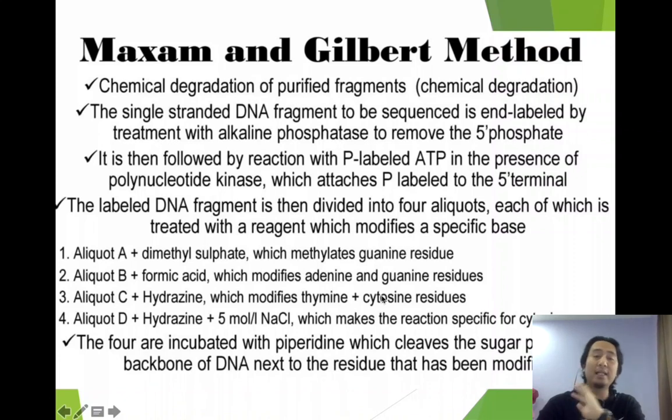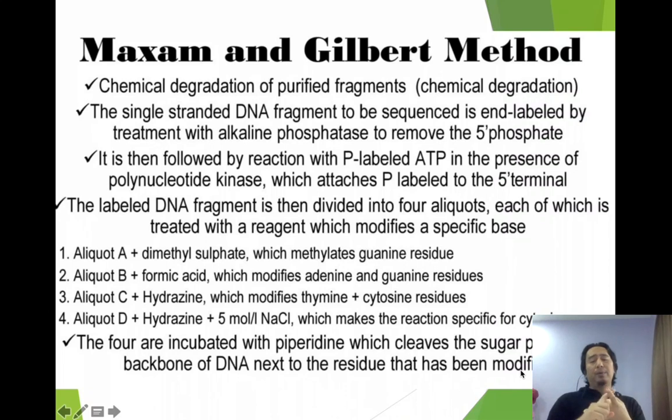So T has been inhibited. Just now I explained to you why you add salt in hydrazine, because you want to inhibit the modification of thymine. Right? The four are incubated with the piperidine, which cleaves the sugar phosphate backbone next to the residue that has been modified.